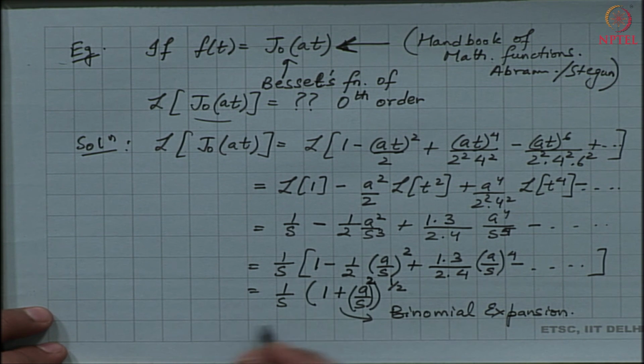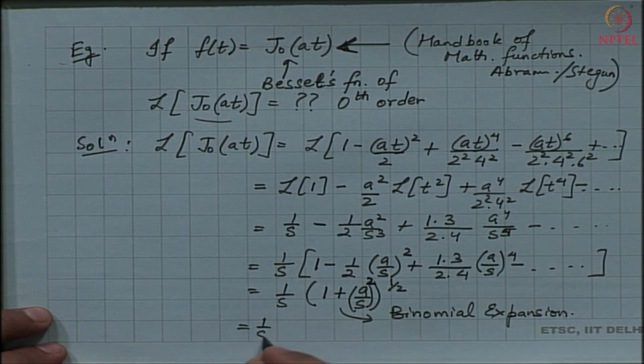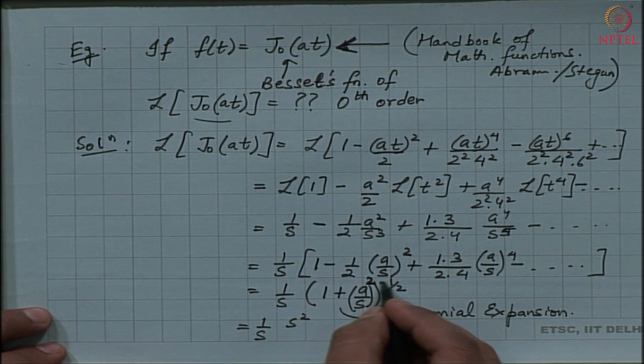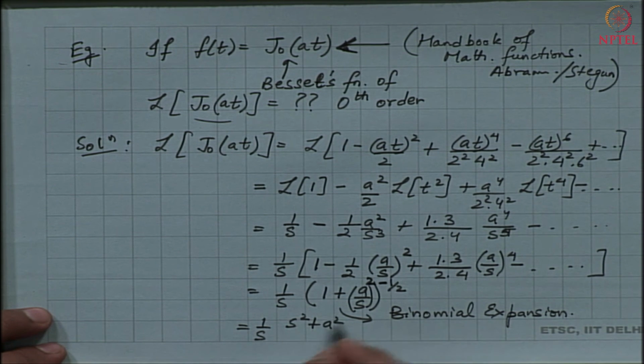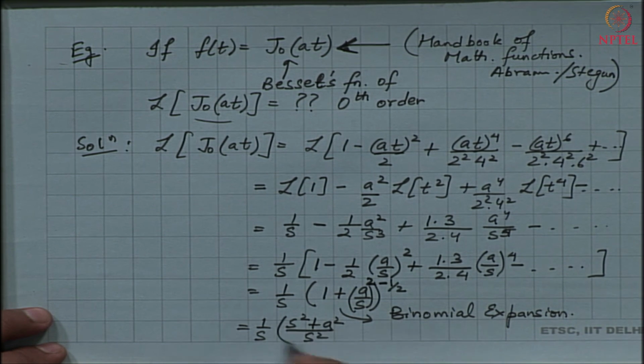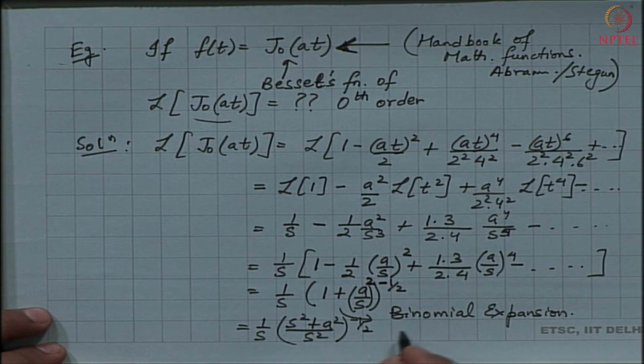So, again simplifying further, this is equal to 1 by s times (s square plus a square by s square) to the power minus half, and after further simplification I get that this is equal to 1 by square root of s square plus a square.